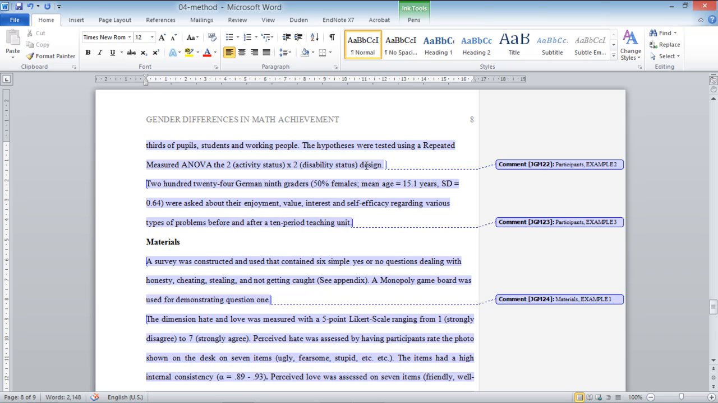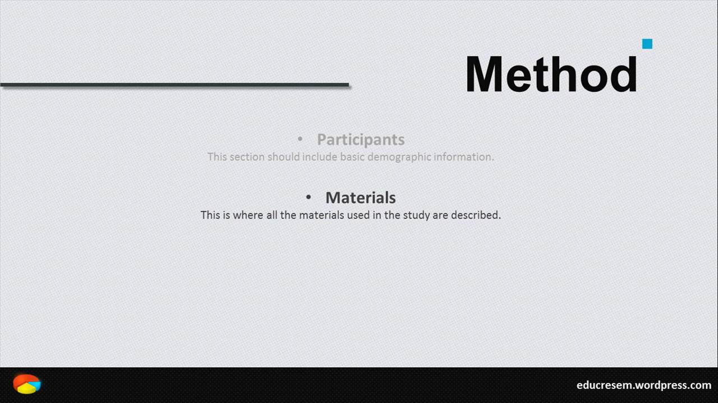Now let's talk about the material subsection. This subsection should briefly describe the materials used to collect the data that tests your hypothesis. So if you are using a questionnaire, a test, if you developed a scale or a test, and/or if you are basing the items of your test on a scale written by another researcher, and so on and so forth.